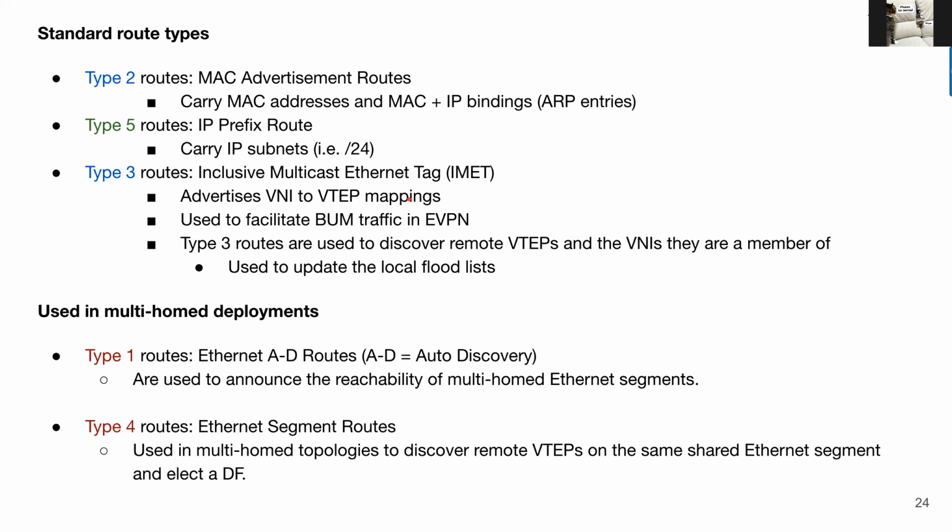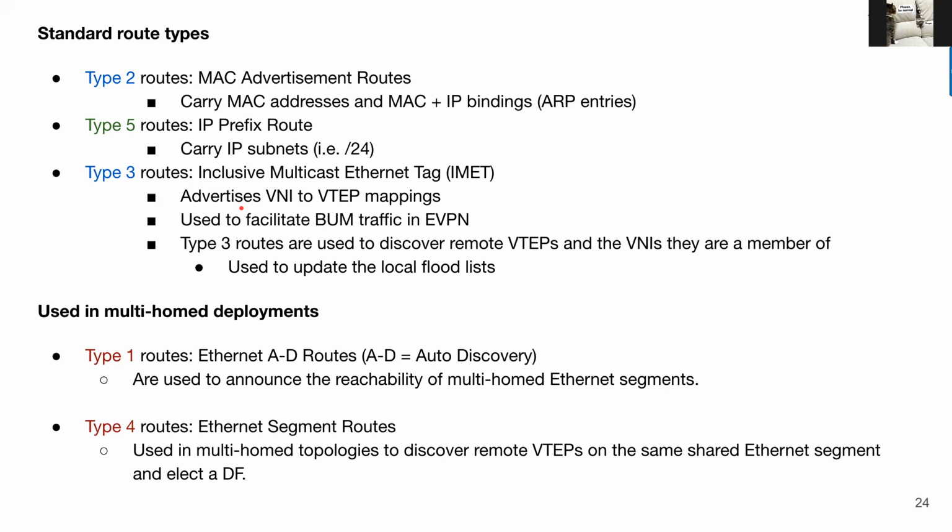Basically what it's advertising is telling other VTEPs, I'm interested in bump traffic for this VNI. So if my VLAN 10 is mapped to VNI 10, and I have a MAC-VRF for VLAN 10, once everything is configured correctly, I will immediately start sending out type 3 routes to all of my EVPN peers. Eventually my remote VTEPs, if I've got some transit spines in the middle, will receive this type 3 route from me.